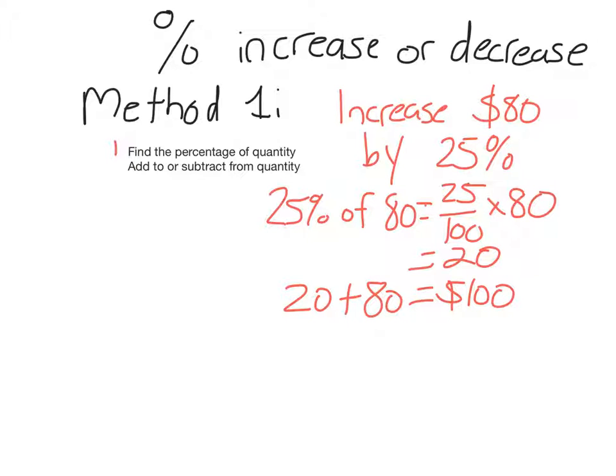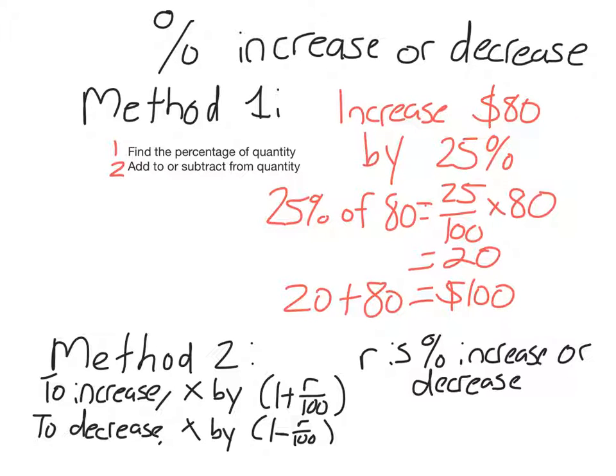So there were only two steps in this. That one was a little longer method than the one I'm about to show you, but it's easier to understand. The second method involves a simple multiplication. If I want to increase a number by r%, I multiply by (1 + r/100). To decrease, it's almost the same thing, except I multiply by (1 - r/100), okay?